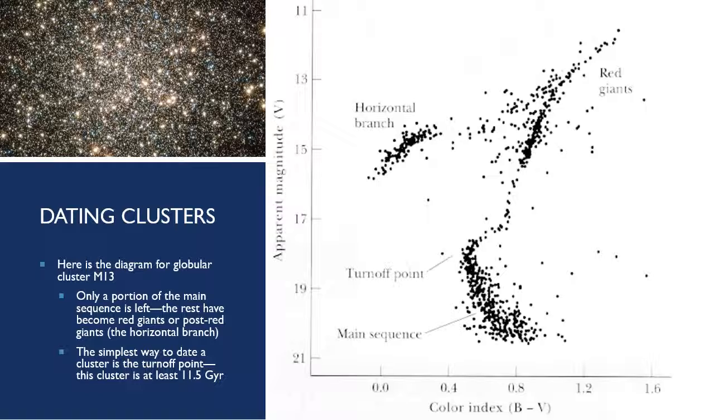It's really interesting. And one of the simplest ways, and this is a crude way to figure out how old a cluster is, is to just simply ask, well, where's the turnoff point? What stars haven't died yet? And it's a pretty simple thing that you could do. And this cluster is at least 11.5 billion years old.